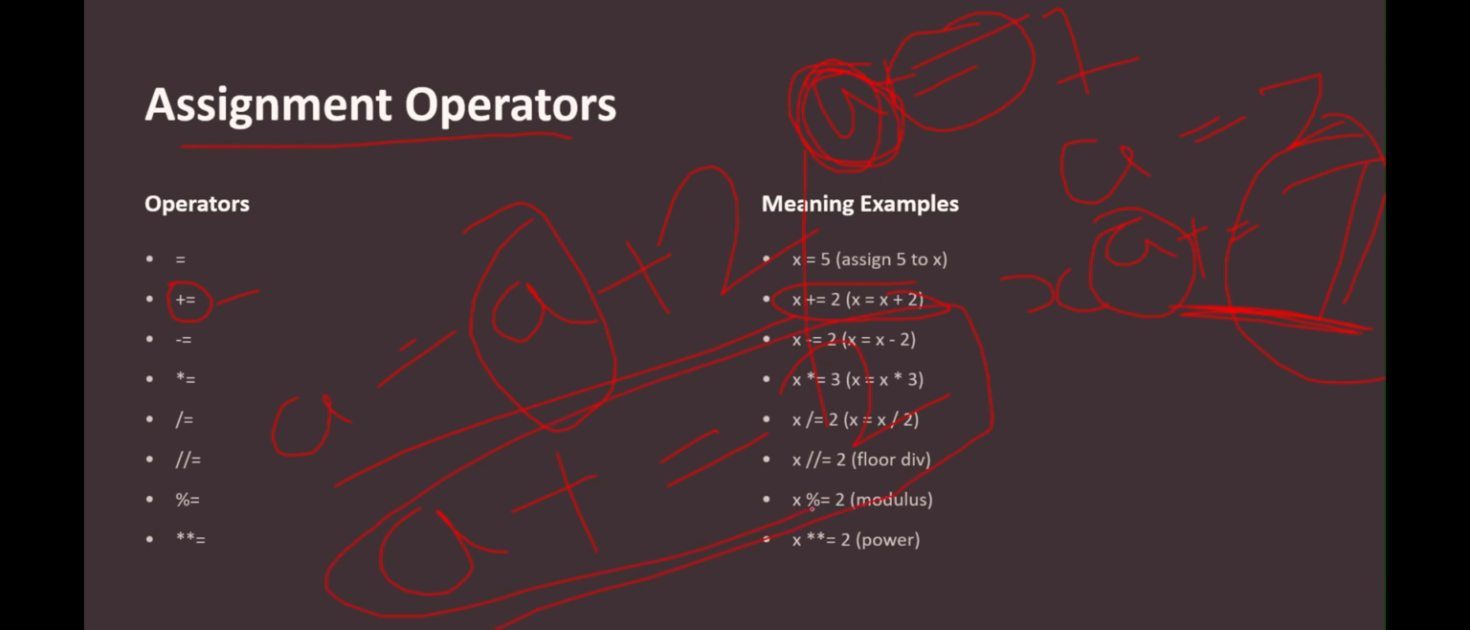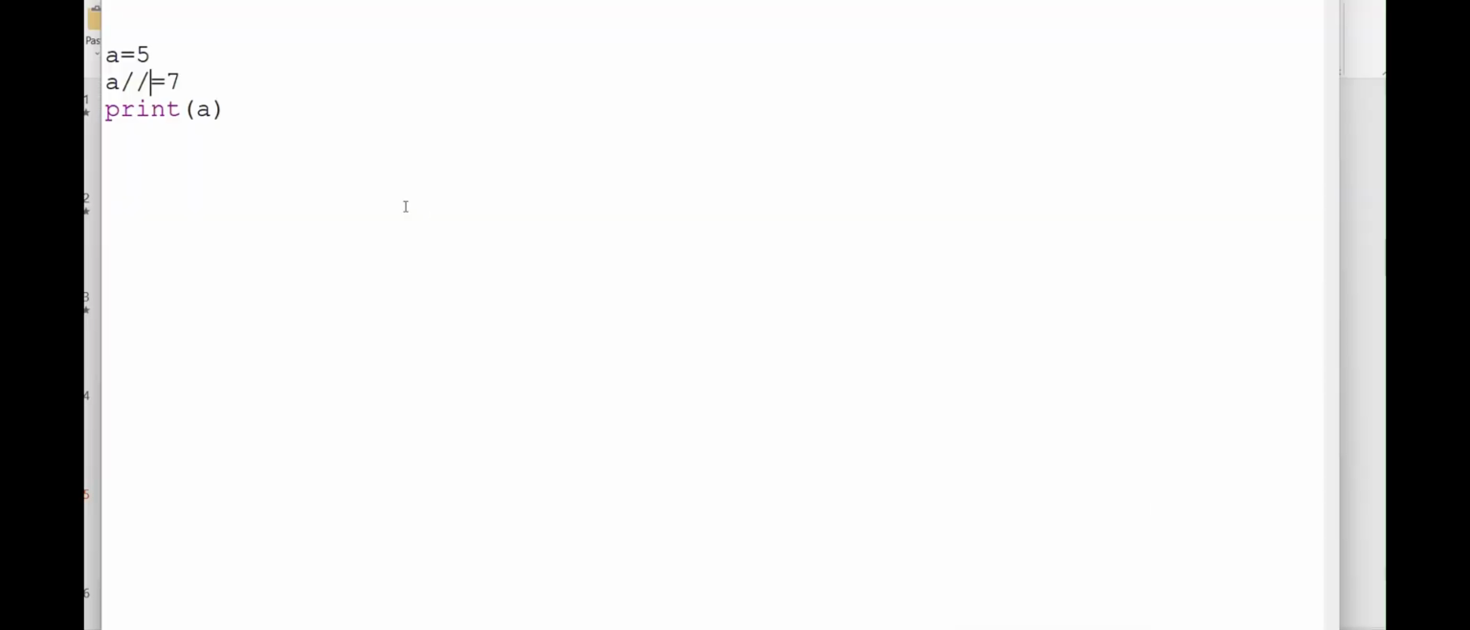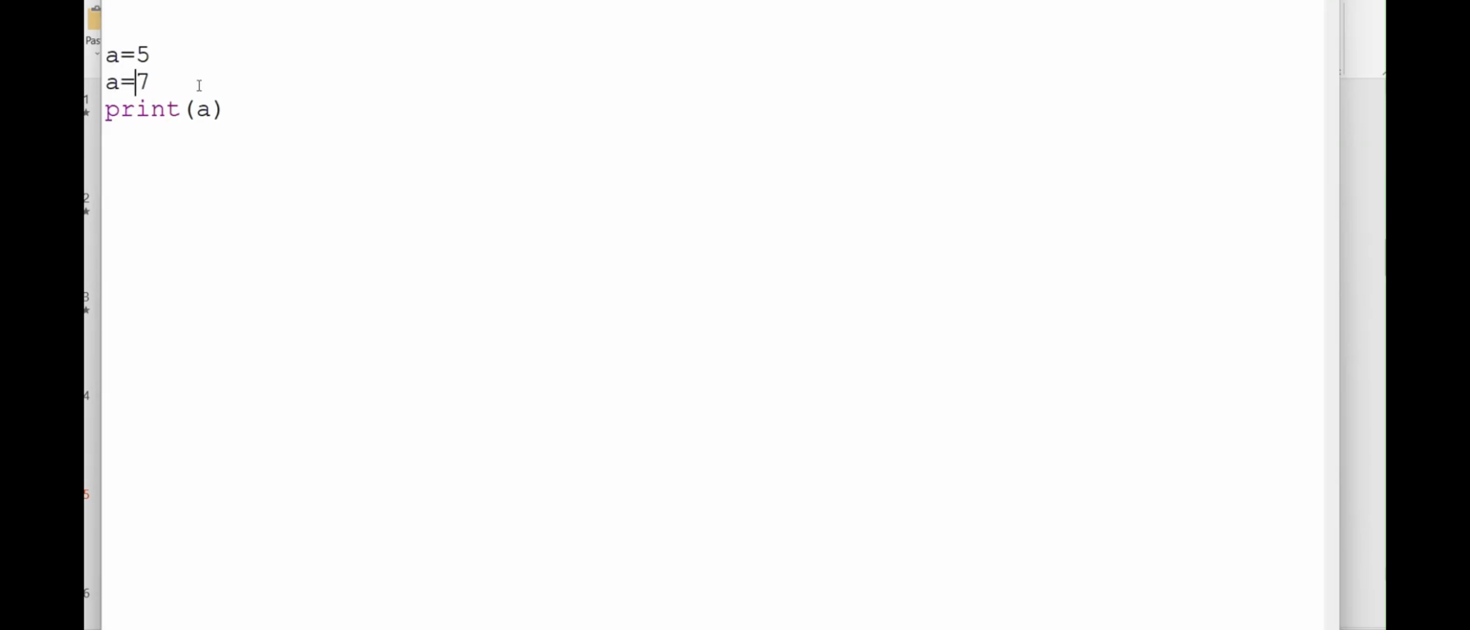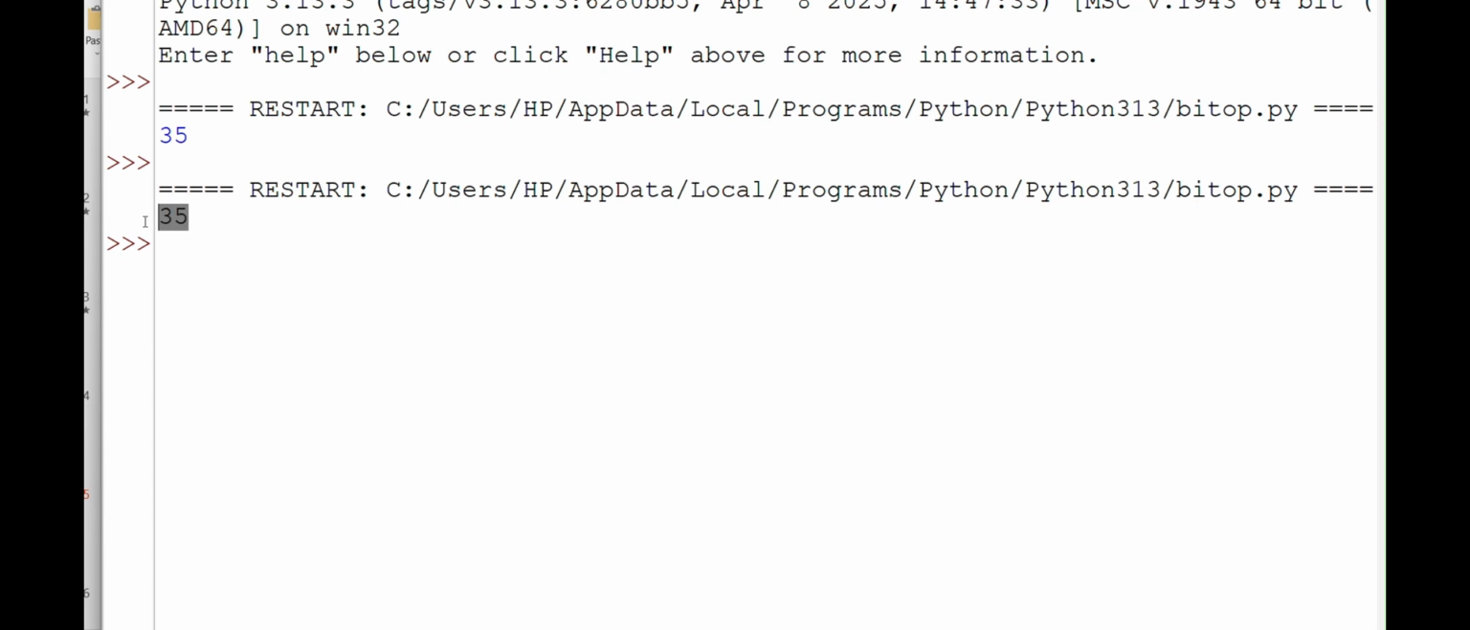I hope the assignment operators are clear for everyone. Let's see one more example, and after that we'll end this video. For example, if I am writing a equal to a multiply 2, I am getting 35 as output. If I don't want to write this a again, what I can simply do is put the operator over here, and we are getting 35 here as well.